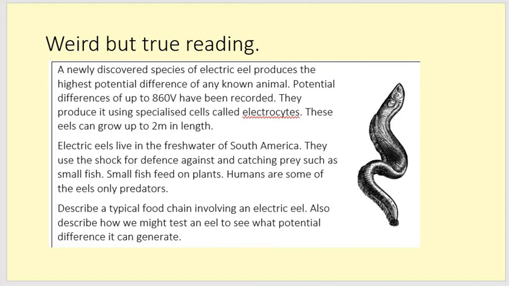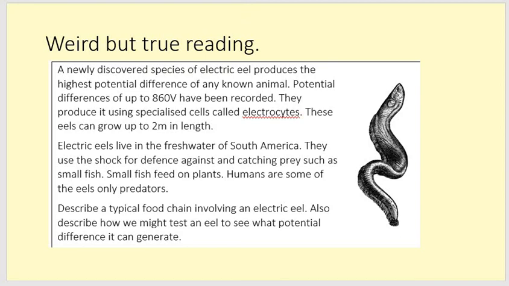A newly discovered species of electric eel produces the highest potential difference of any known animal. Potential differences of up to 860 volts have been recorded. They produce it using specialised cells called electrocytes. And these eels can grow up to 2 meters in length.